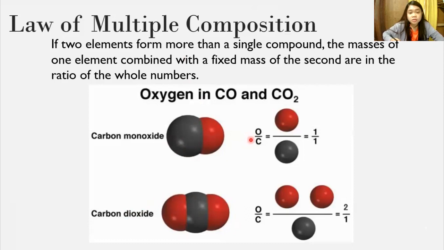In order for us to calculate the ratio of those elements, we need to count the number of atoms present. So for carbon monoxide, we only have one atom of oxygen and one carbon atom, so the ratio is 1:1. And then for carbon dioxide, we have two atoms of oxygen and one atom of carbon, so the ratio is 2:1.